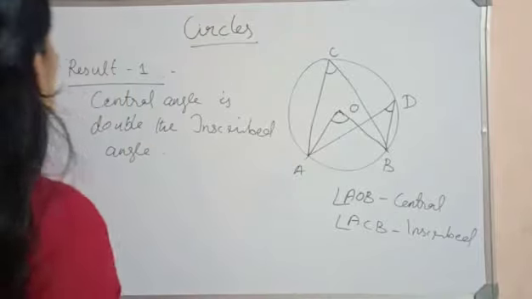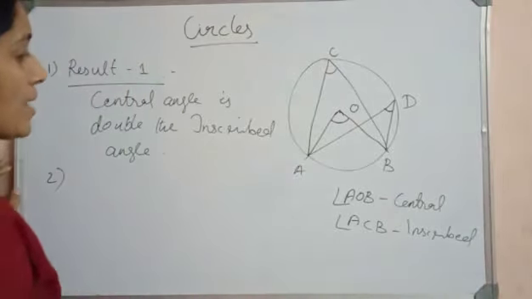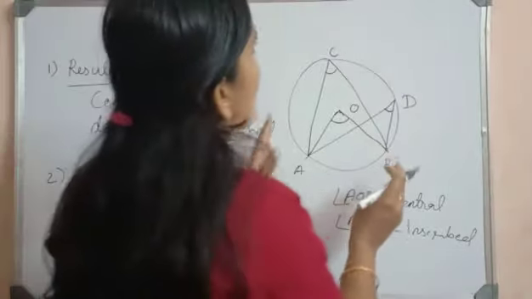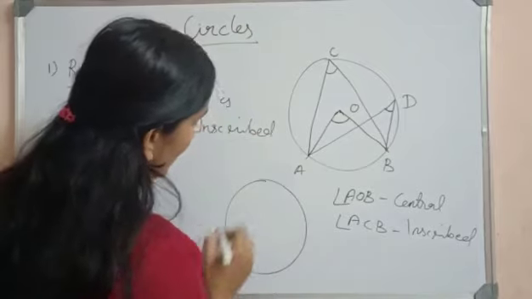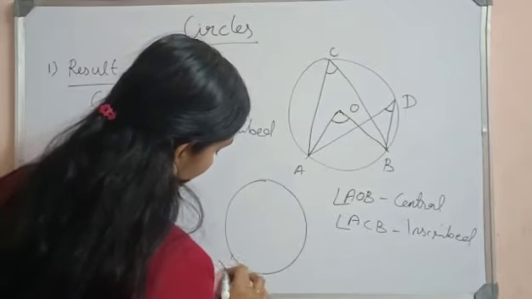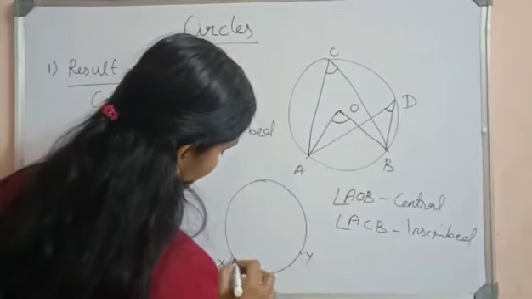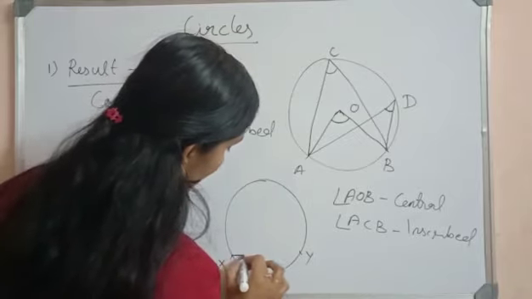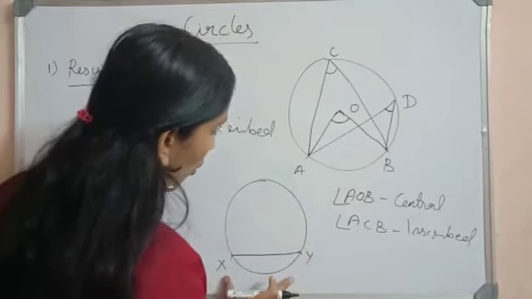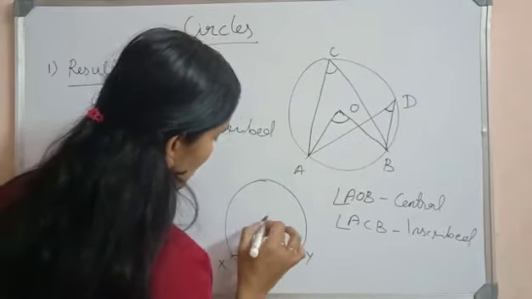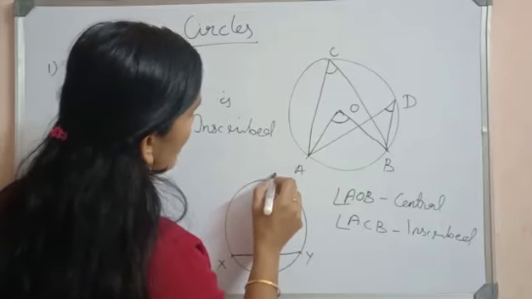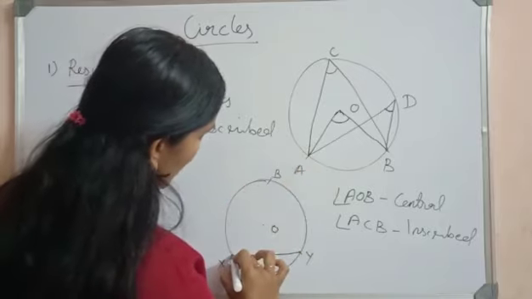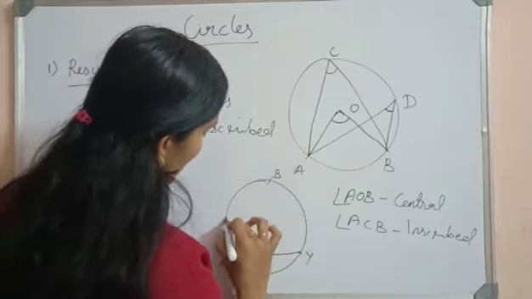So this is the first result, and the second result says that the angles in the same segment are equal. If you consider a circle here, XY is an arc, and this straight line XY is the chord of this particular circle, and O is the center of the circle. If you consider the segment XBY, that's a major segment here, XBY.